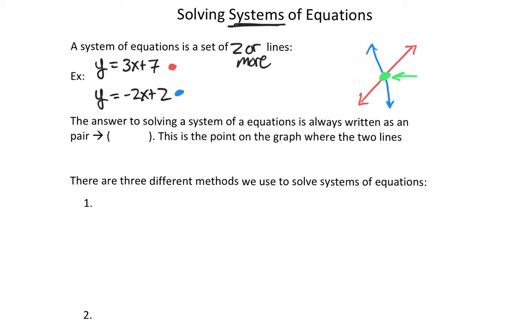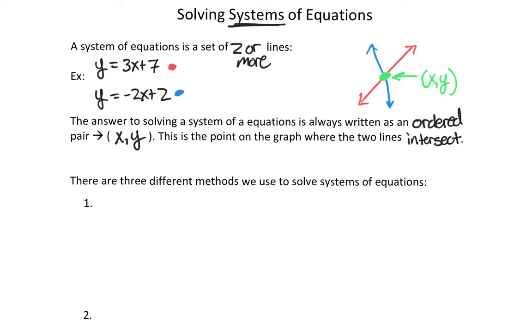We're not going to look at the graph necessarily. What we're going to do is try and solve that algebraically. This is a point on the graph where they cross each other, and that has an x and a y coordinate. And so the answer to solving a system of equations is always written as an ordered pair. When we say ordered pair, that's x comma y. This is the point on the graph where the two lines intersect, and I just demonstrated that up above.